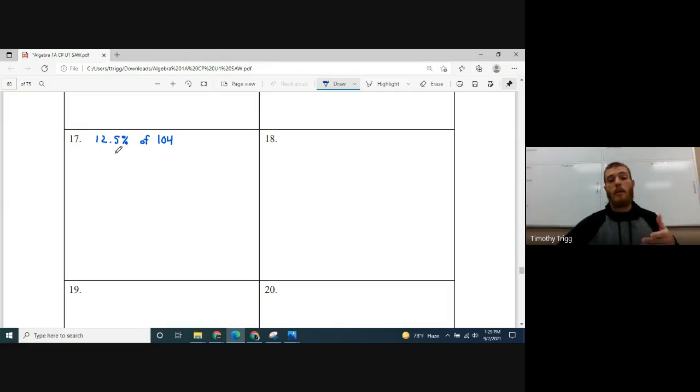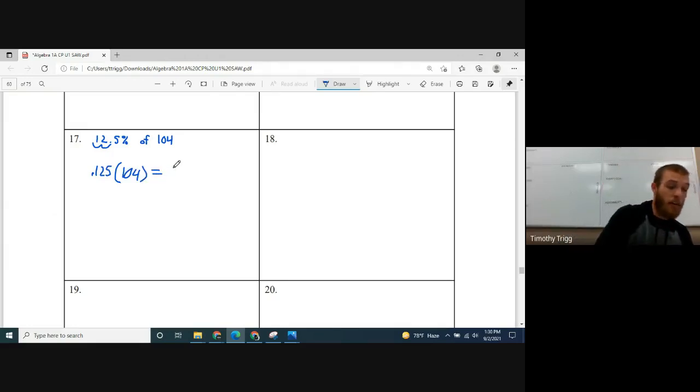So in this case, the percentage has a decimal in it. So do I move the percentage sign over twice, or should I move the decimal over twice? Well, in this case, you'd move the decimal over twice. So if there's a decimal in the percentage, you want to move the decimal over twice. So that's going to make 0.125 of, that means multiply, 104. Let's go ahead and put that in a calculator. 0.125 times 104. 13.